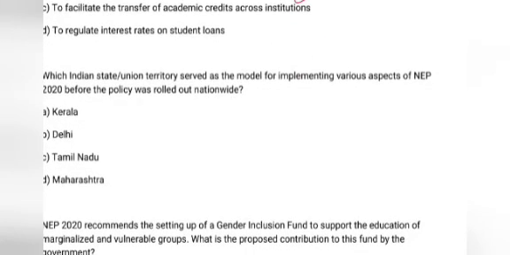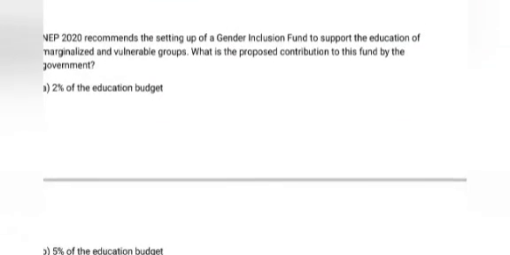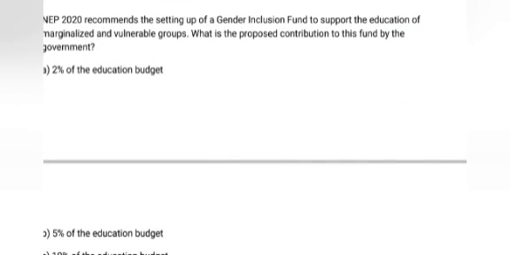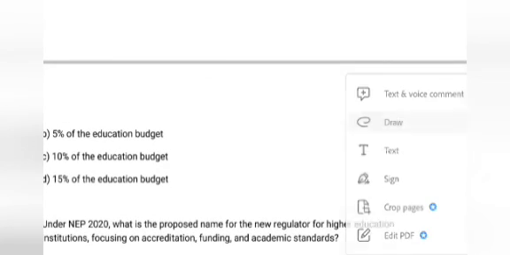Which Indian state or union territory served as the model for implementing various aspects of NEP 2020 before the policy was rolled out nationwide? It is Tamil Nadu. NEP 2020 recommends the setting up of a gender inclusion fund to support the education of marginalized and vulnerable groups. What is the proposed contribution to this fund by the government? So you must know this. It's a basic question. Option C will be correct: 10% of the education budget.